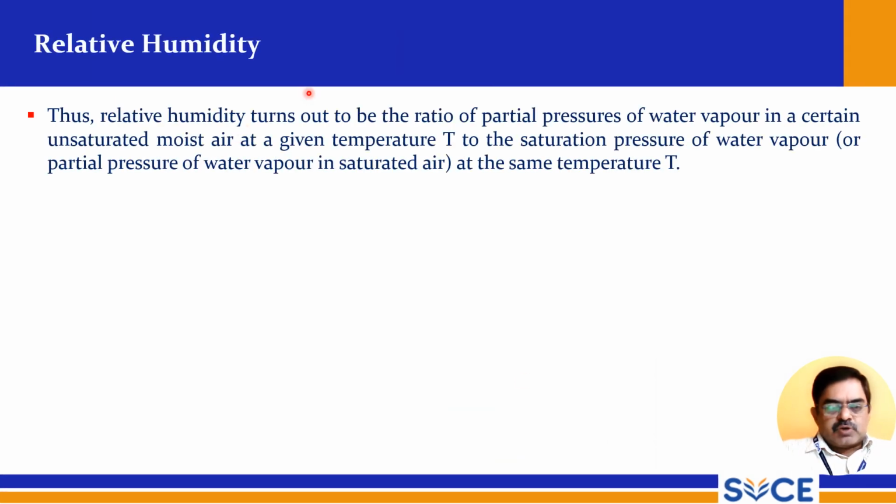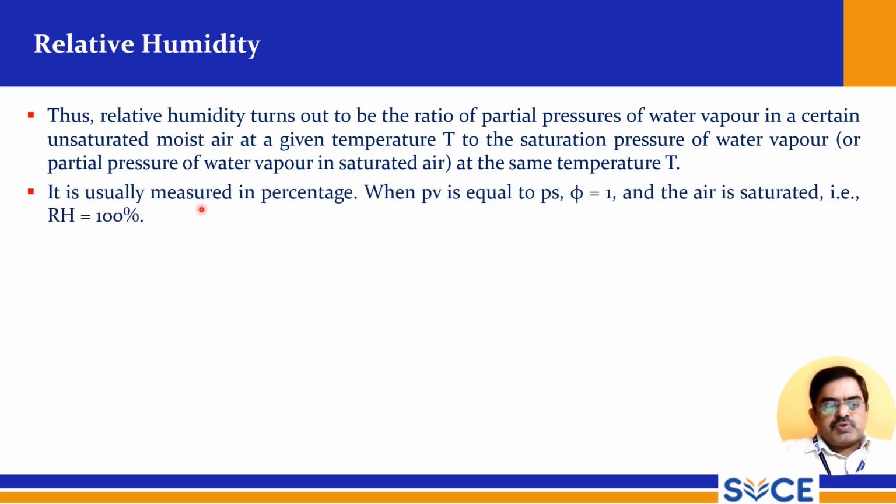So relative humidity turns out to be the ratio of the partial pressure of water vapor in a certain unsaturated moist air at a given temperature T to the saturation pressure of water vapor, or the partial pressure of water vapor in saturated air, at the same temperature T. That is another way to define relative humidity.